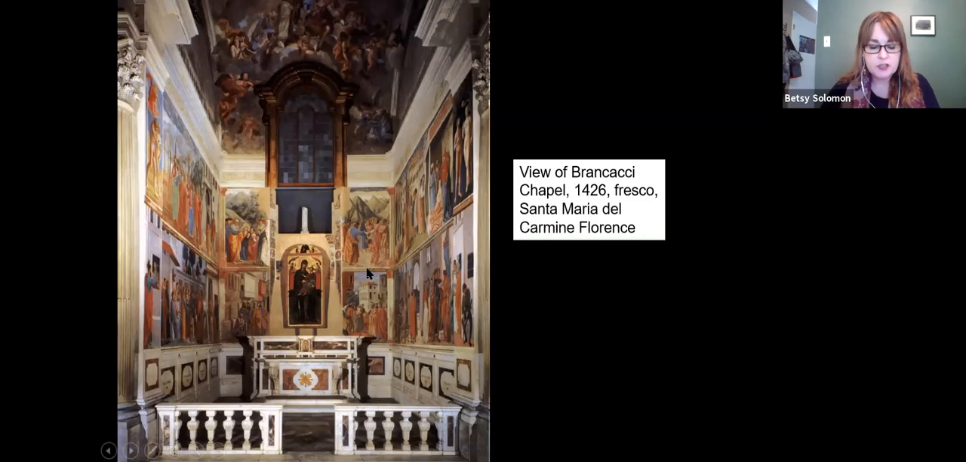And the Brancacci Chapel is in the Church of Santa Maria del Carmine in Florence. So we had Santa Maria del Carmine in Pisa before, this is Carmine in Florence, which can be very confusing, but I've got it straight in my notes. So this is Santa Maria del Carmine in Florence, and it's the Brancacci Chapel.